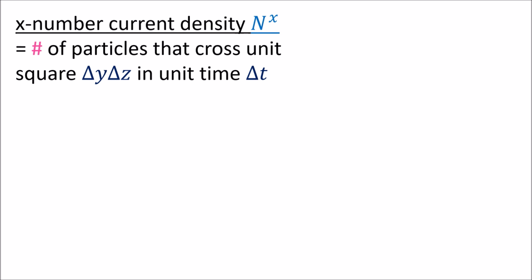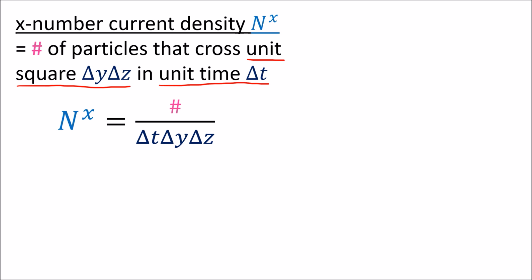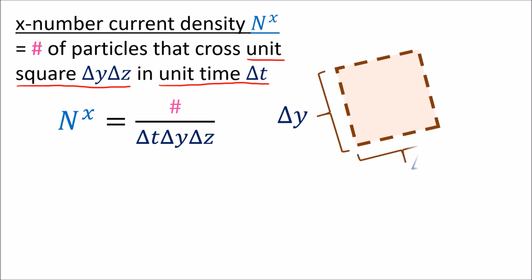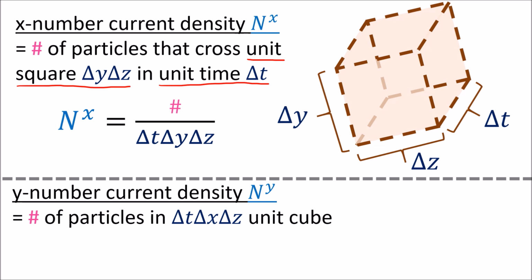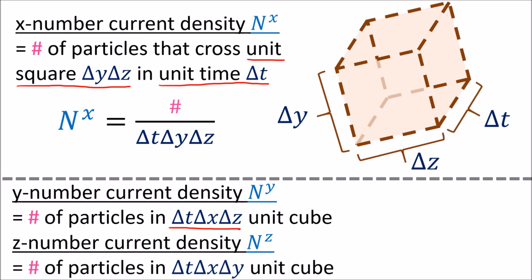The number current density in the x direction is the number of particles that cross a unit square in the yz plane, in a unit of time. This would be the number of world lines that cross a 3-dimensional time yz unit cube, where the yz gives us the unit square for measuring the current density, and the time length of the cube gives us the unit time that we're measuring the current over. The y number density would involve counting world lines in the time xz unit cube, and the z number current density would involve counting world lines in a time xy unit cube. But again, these are not easily drawn.